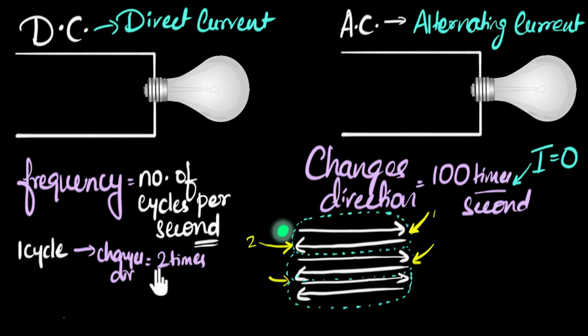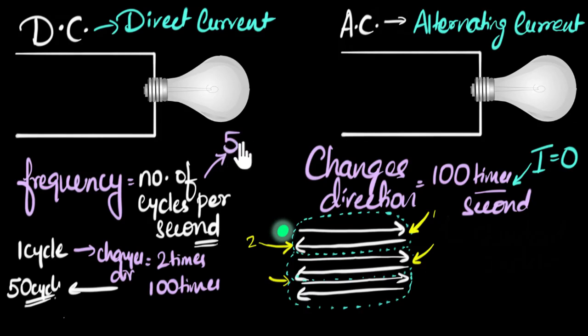If the electron changes direction 100 times, how many cycles is it? Notice the number of cycles is half of the number of times it changes direction. So if the electron is changing its direction 100 times, then it has to be 100 by 2, 50 cycles. And so in this case, we will say the frequency is 50 cycles per second. Let's write that over here, 50 cycles per second.